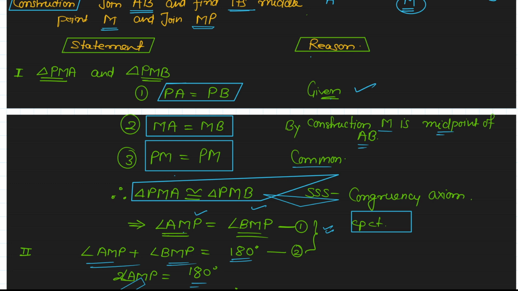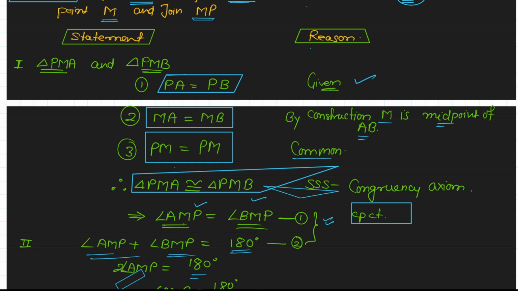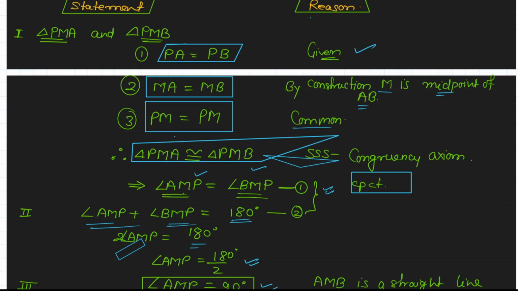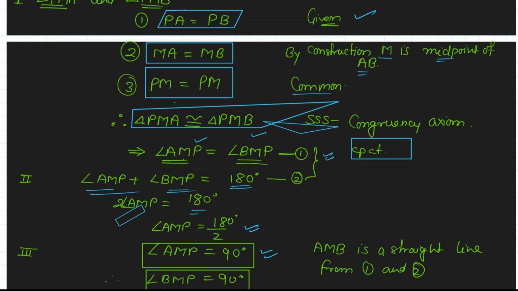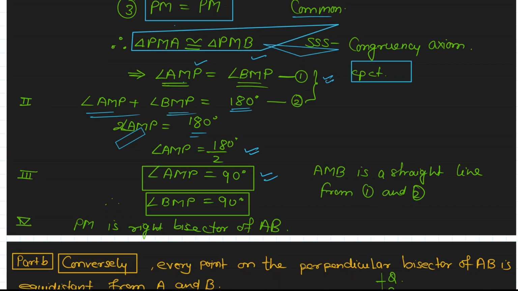So if it is perpendicular to line AB, and since M is the midpoint of line AB, we can say it is the perpendicular bisector of line AB. So A and B is a straight line here, from 1 and 2, it is 90 degrees. So BMP is also 90 degrees. So PM is the perpendicular bisector of line AB. This is what we need to prove here. So this is proved.